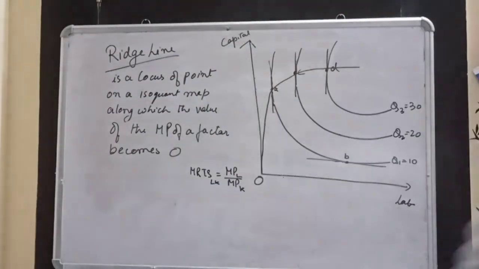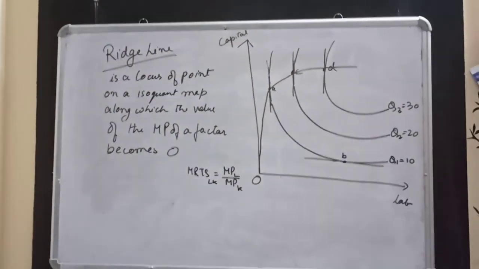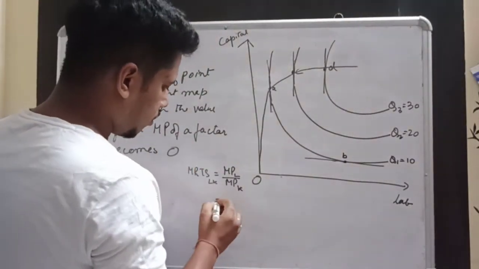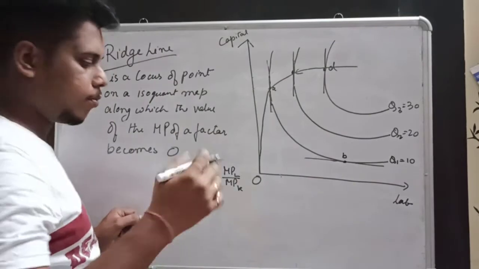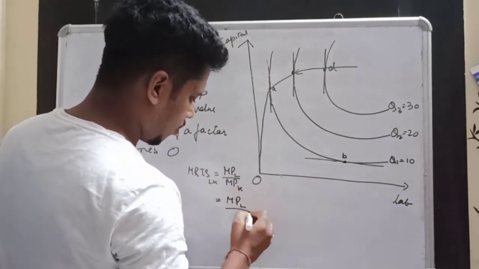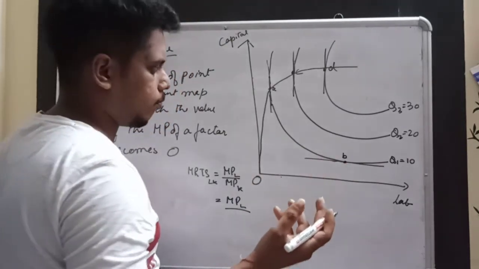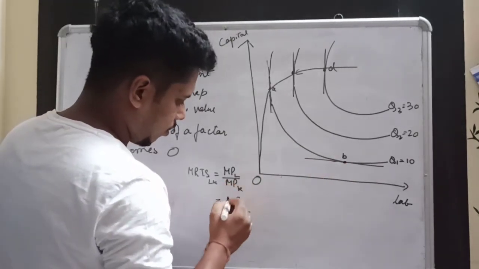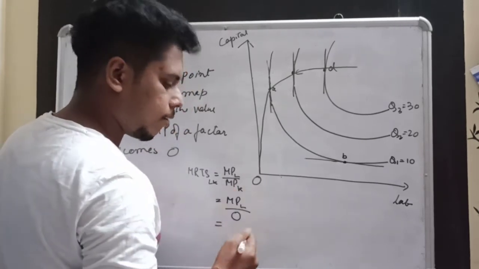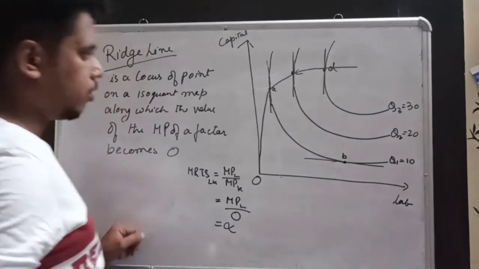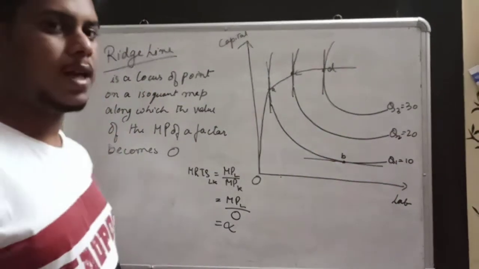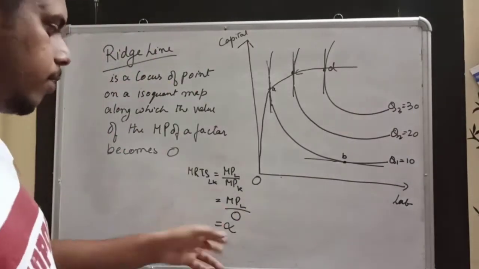Let me check it first. Okay, so at this line I am saying that the marginal productivity of capital is zero. So MPL will be positive only. However, the denominator part is zero. So anything divided by zero is basically infinity. So along the upper ridge line, the MRTS LK is equal to infinity.